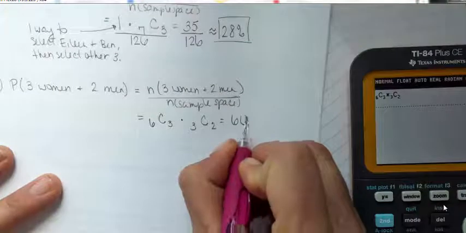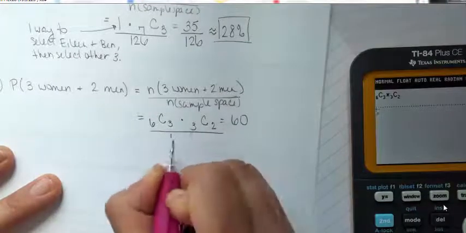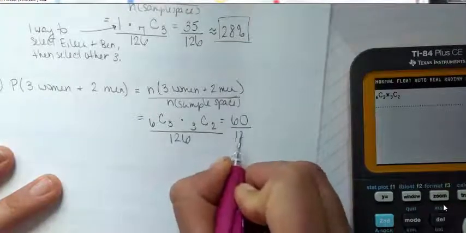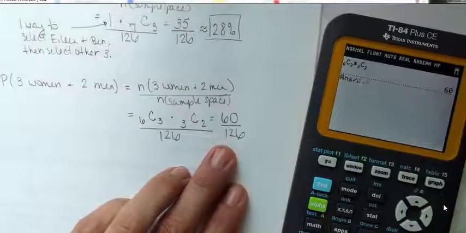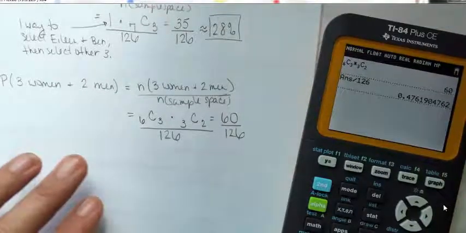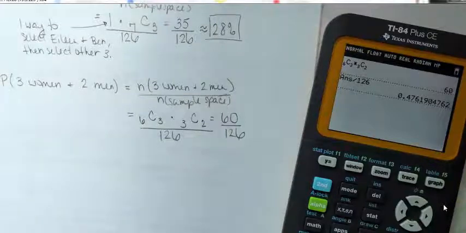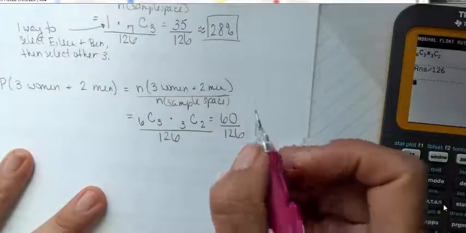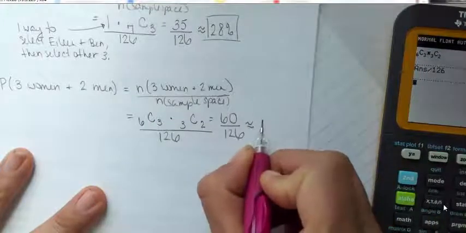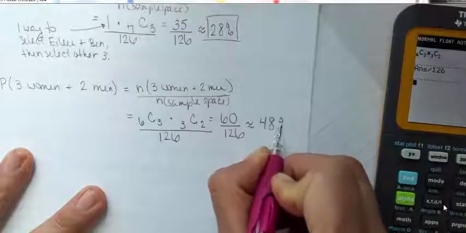Now that's just for the numerator, because probability, so it's got to be out of the whole sample space. So I'm going to take that 60 divided by 126 and get 47.62%. Your book has been rounding these up, so we'll just go to 48%.